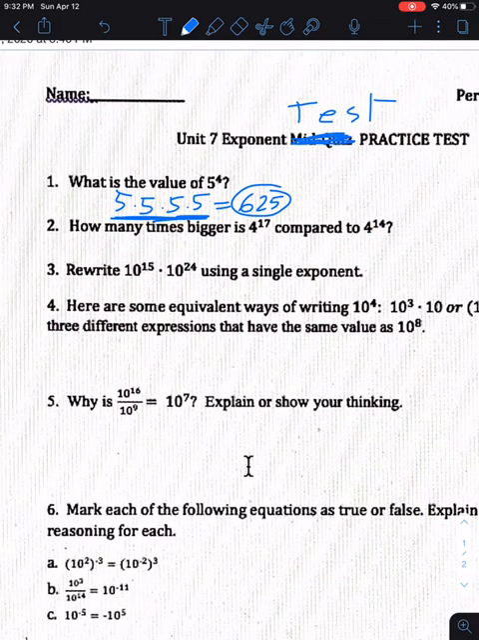Actually, we're not grading this. This is a practice test. Never mind. Whew, old habits die hard. Anyway, so if you got 625, good work.